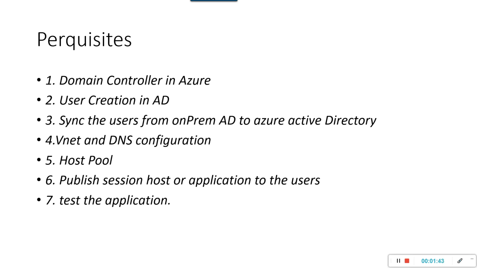Then we need to create a VNet and the DNS configuration. We'll create a VNet where all the machines will communicate with each other, and we also require a DNS to be configured at the VNet level.